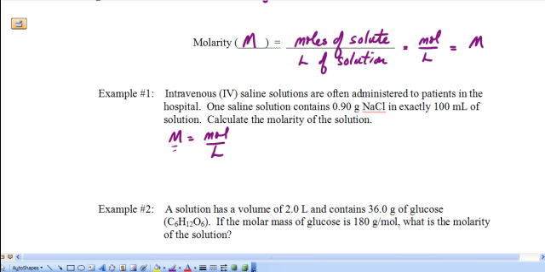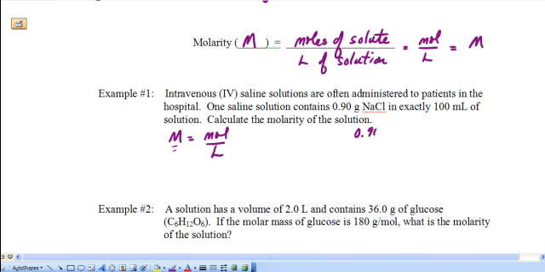Do we know the number of moles? Well, not exactly. We have the mass in grams of sodium chloride. And do we know the volume in liters? Well, no, but we do know the volume in milliliters. So if we take the grams, change it into moles, take the milliliters, change it into liters, now you have what you need. So let's go ahead and do that.